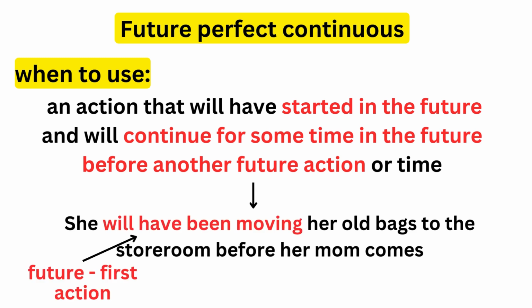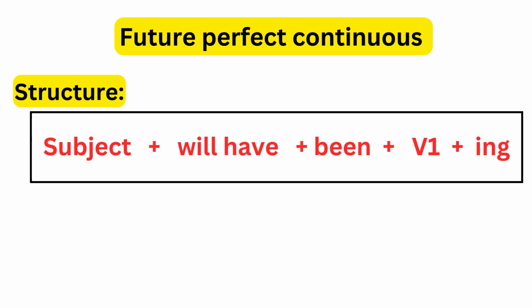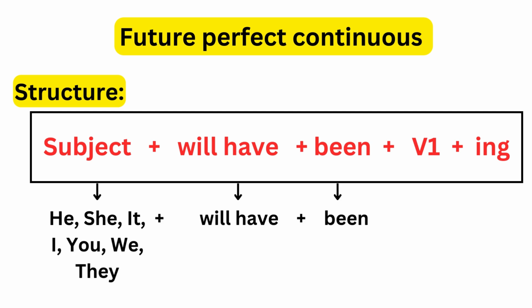Here, moving the bags will start in the future and continue for some time in the future before the second action when her mom arrives. Both actions occur in the future. The structure of future perfect continuous tense is subject plus will have plus been plus V1 plus ing. Will have been is used for all subjects, he, she, it, I, you, we, they.